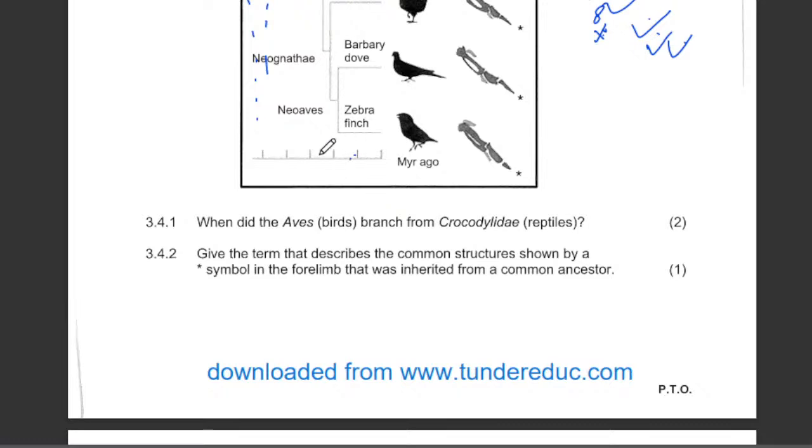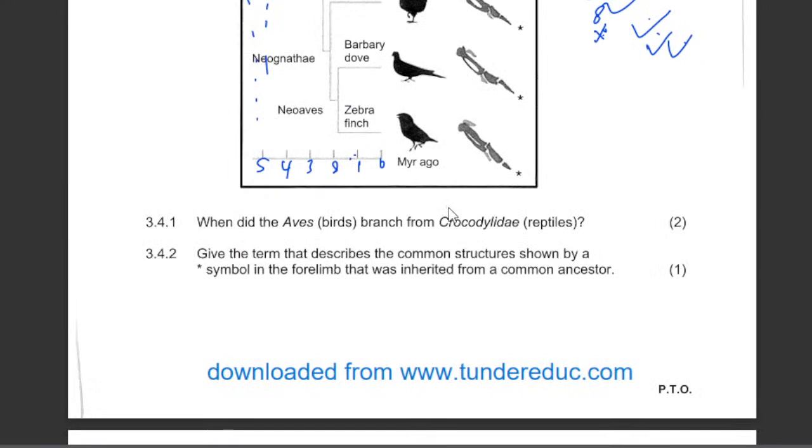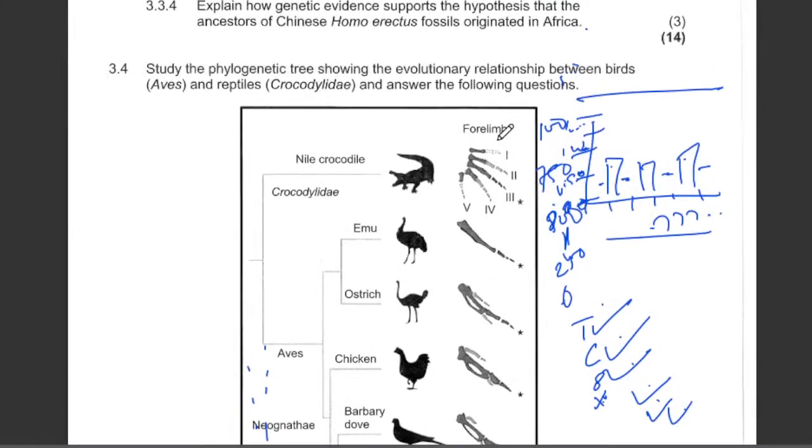But if it is regarded as 1, then it would have been 0, 1, 2, 3, 4, 5, meaning that they separated 5 million years ago. That's when they separated. But they're saying give the term that describes the structure shown in the symbol of the forelimb that was inherited in common ancestor. Which structure? Oh, this one.